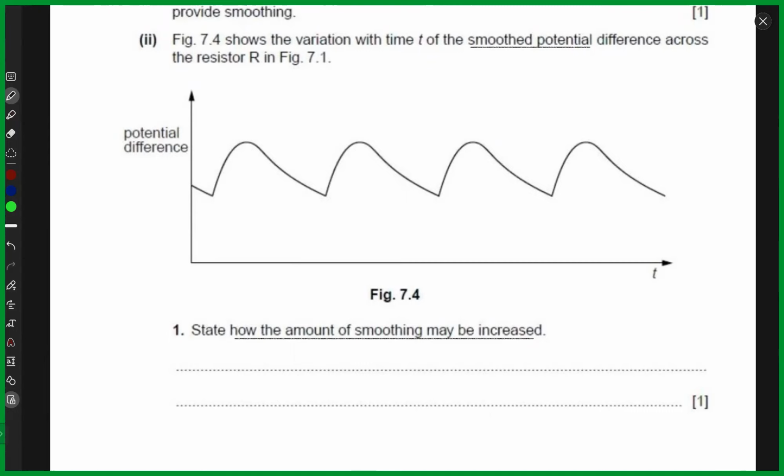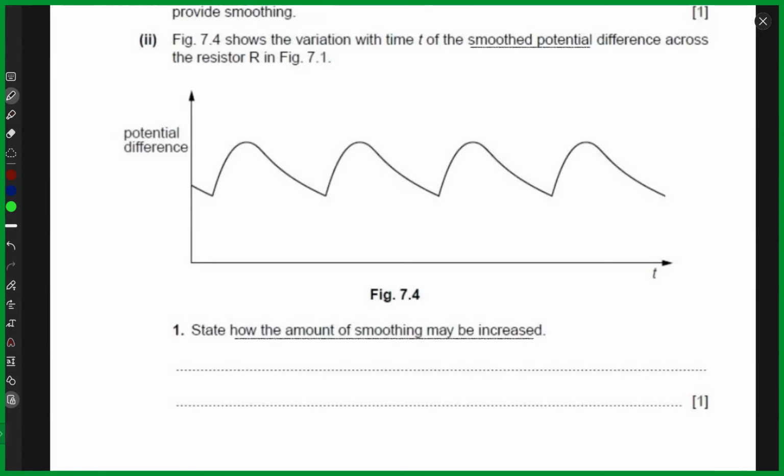Okay, the voltage is not in our control, right? The voltage is coming from the AC supply. It's not in our control. But there is something. What do we do to do smoothing? We add a capacitor, right? So that is in our control. We can add a capacitor to our circuit to smooth out the voltage.